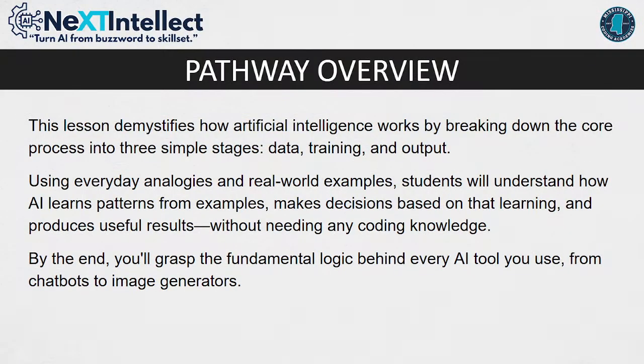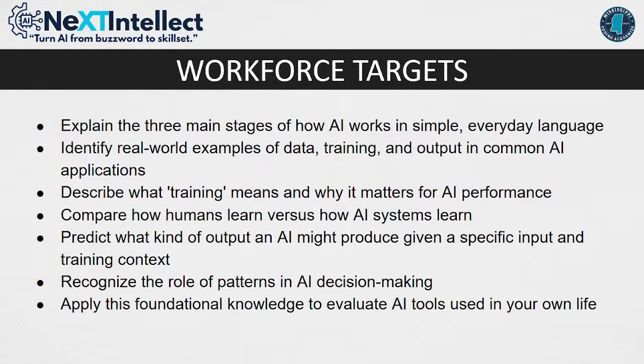For our pathway overview, this lesson demystifies how AI works by breaking down the core process into three simple stages: data, training, and output. Using everyday analogies and real world examples, students will understand how AI learns patterns from examples, makes decisions based on that learning, and produces useful results without needing any coding knowledge. By the end, you'll grasp the fundamental logic behind every AI tool you use, from chatbots to image generators.